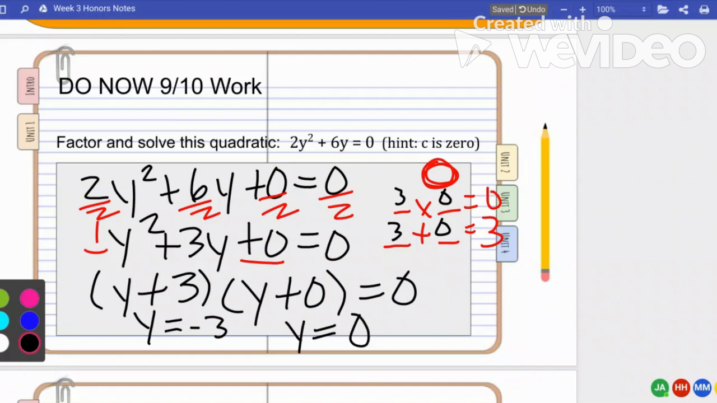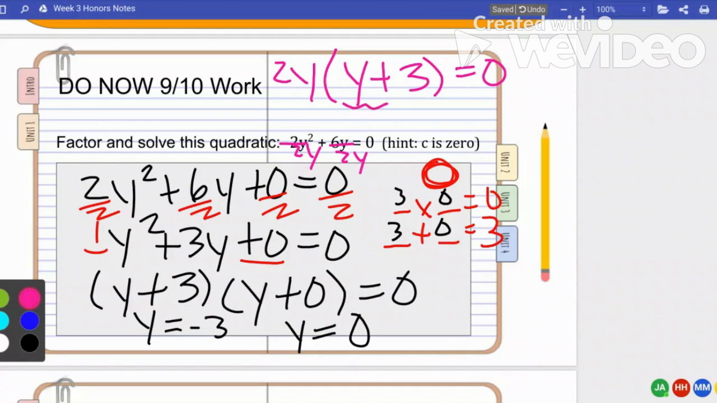If I look at this and I want to know the shortcut, I look at these. Remember how we always find the greatest common factor? Well, I can not only divide out a 2, I can also divide out a y. So I can take both of these and divide out 2y. So the 2y comes out front. I got y plus 3 left in the middle equals 0.